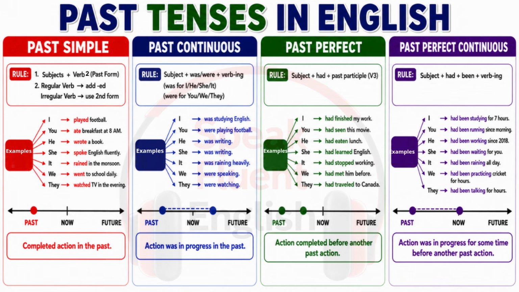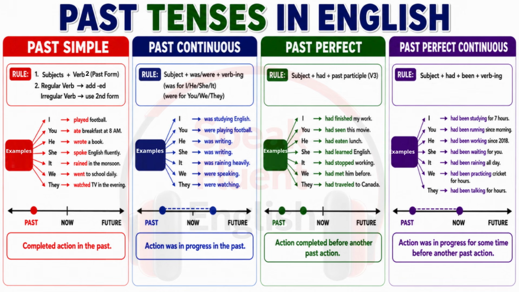Finally, past perfect continuous. We use this tense for actions that were ongoing for some time before another action in the past. The rule is subject plus had plus been plus verb ing. For example, I had been studying for 7 hours.